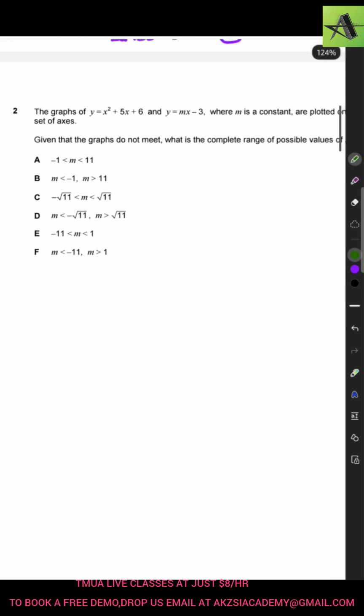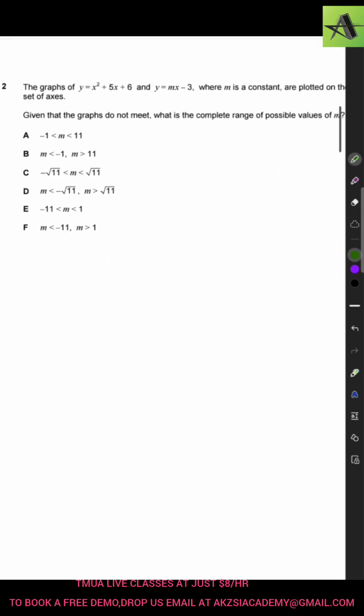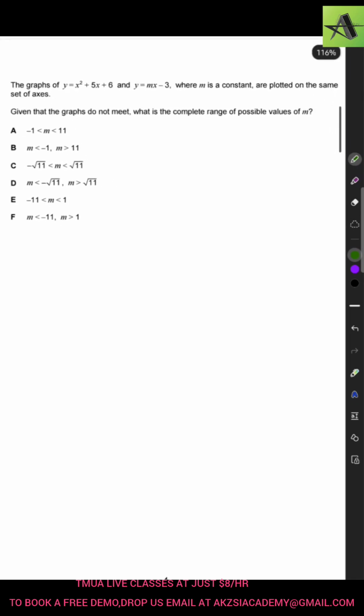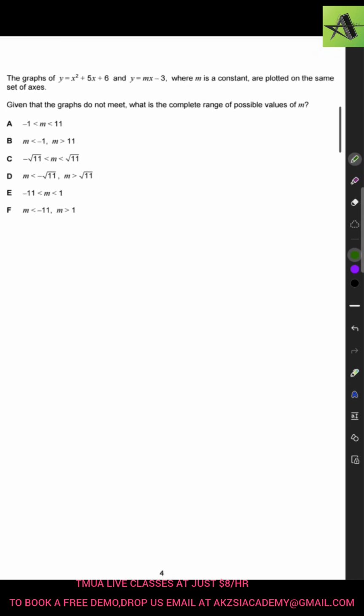The graphs of y is equal to x squared plus 5x plus 6 and y is equal to mx minus 3, where m is a constant, are plotted on the same set of axes. Given that the graphs do not meet, what is the complete range of the possible values of m? They have specifically mentioned that these are not meeting at all.